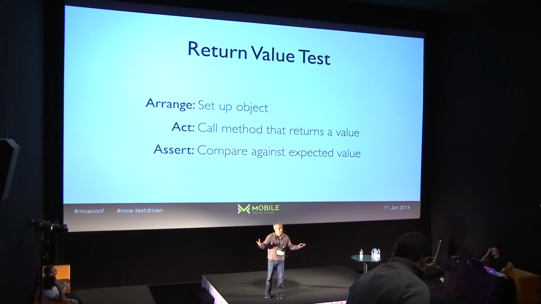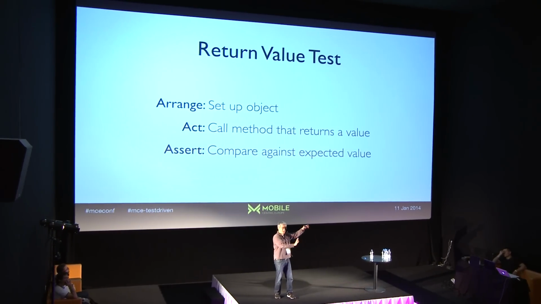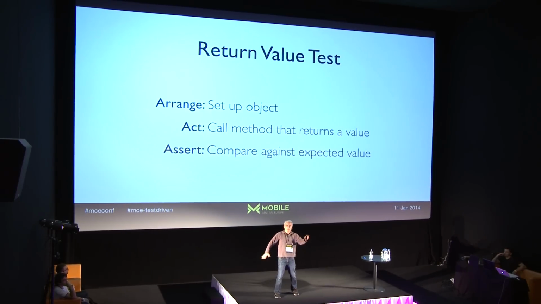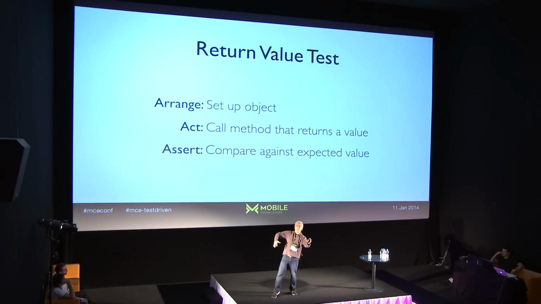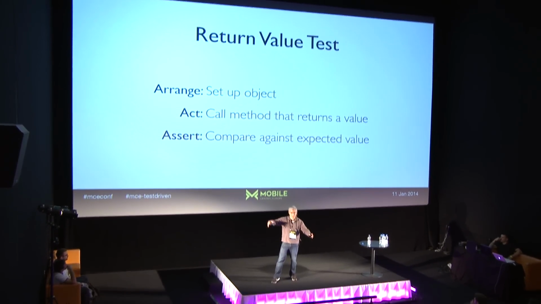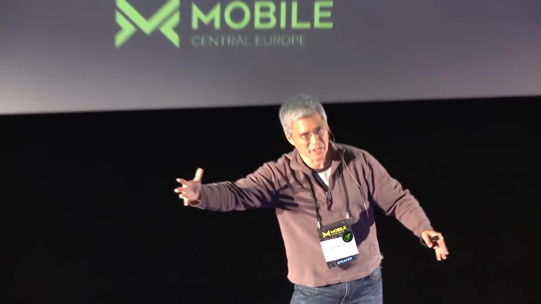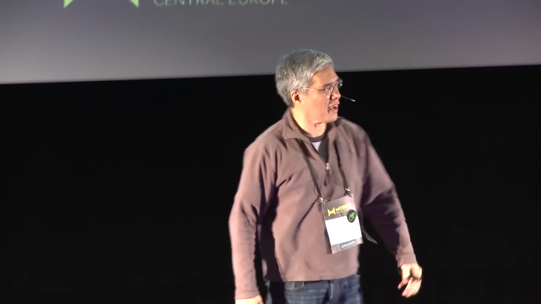Arrange is basically setting up things so that something is in some sort of frozen shape ready to be called, and then you call it and it will do something, and then you test to see if it did the right thing. Okay? So for a return value, this is very simple. This is if you just call a method that returns a value, a function basically. In which case the test is fairly straightforward.